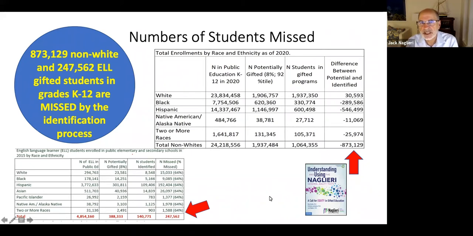And as you can see, Black, Hispanic, Native, and children of two or more races, there's a lot of them. In fact, nearly 875,000 students. On the bottom left-hand side of this chart, we have the data for ELL students, and those may likely overlap with the big chart, but nevertheless, that's about 250,000 people right there.